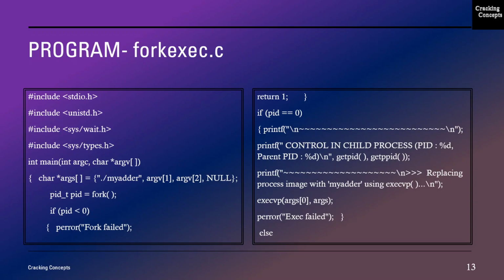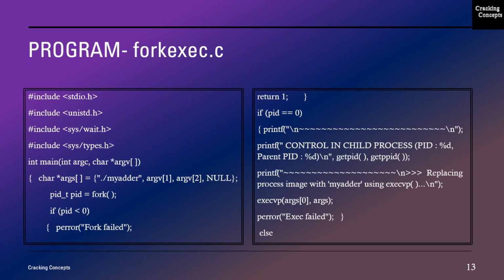Now we look into the code for forkexec.c. We have included all the header files mentioned before. We have the main function which takes in the command line arguments. Then we declare an array, args, which is a character pointer array, which will include the program name, the two arguments which are to be taken from the command line, and finally the null pointer, which we already mentioned should be added to the end of the array when executing the execvp function.